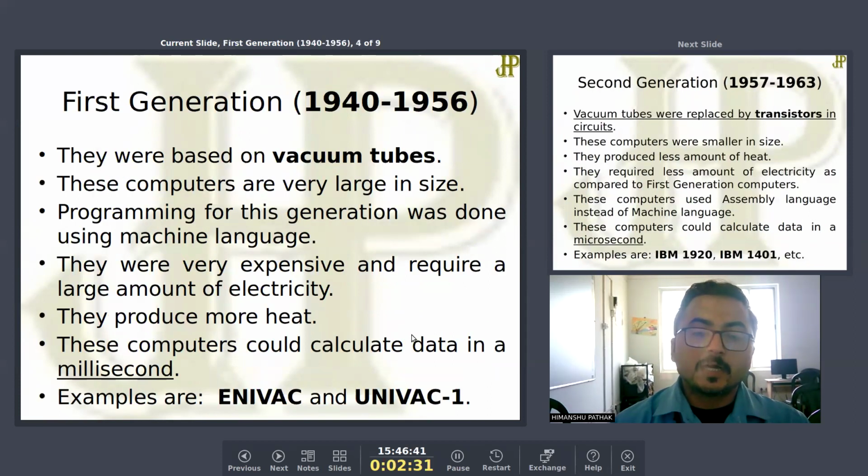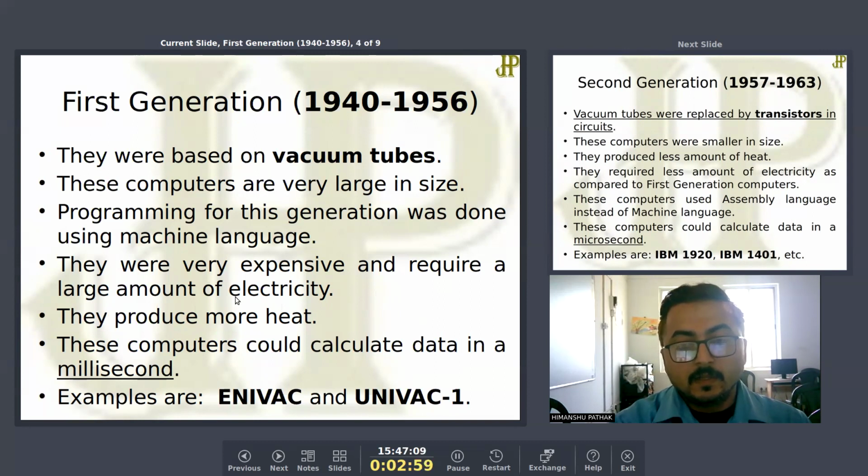So, first generation starts from 1940 to 1956. In this phase, the computers are based on vacuum tubes. Because of vacuum tubes, computers are very large, very expensive, and it requires a large amount of electricity to work. And also, it produces more heat.